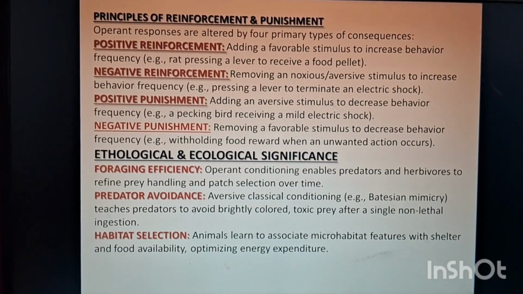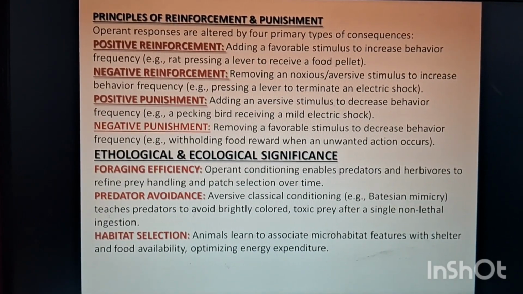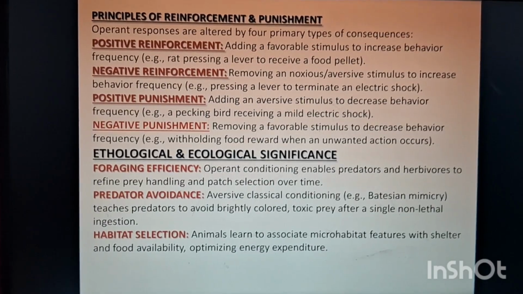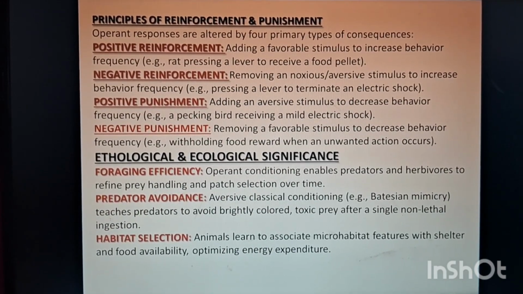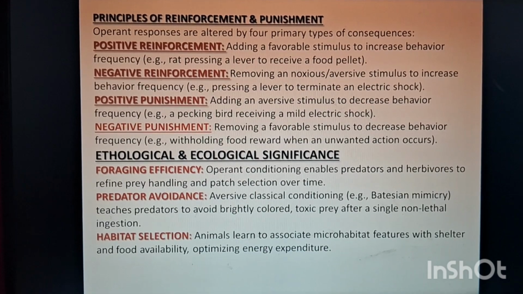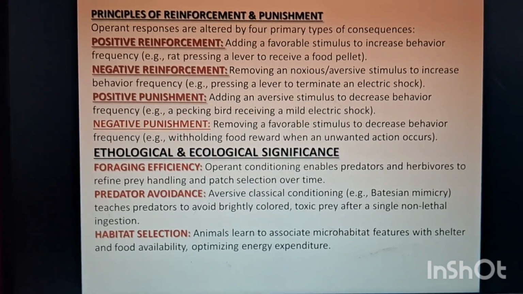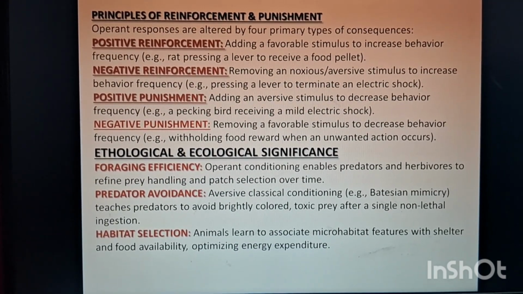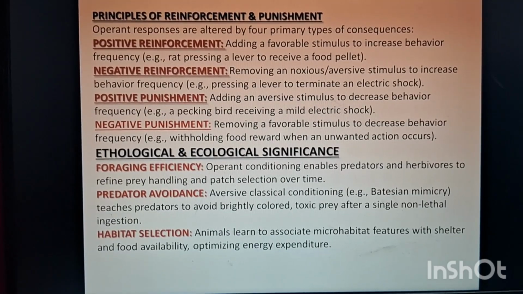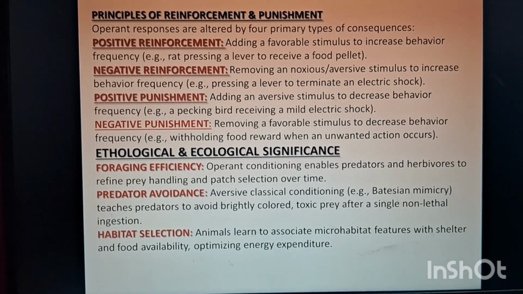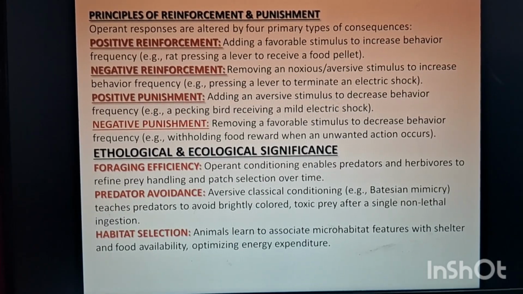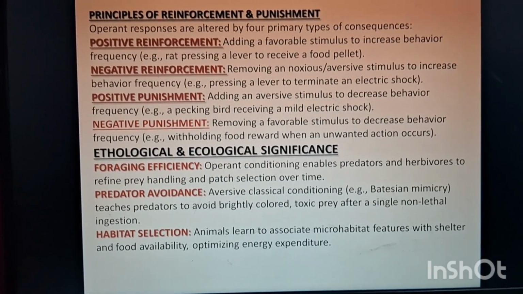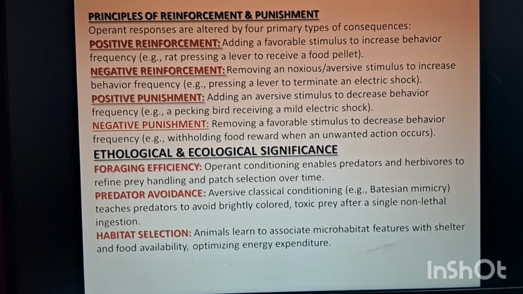Operant responses are altered by four primary types of consequence. First is positive reinforcement, that is adding a favorable stimulus to increase behavior frequency. Example, a rat pressing a lever to receive a food pellet. Next, negative reinforcement, that is removing a noxious or aversive stimulus to increase behavior frequency. Example, pressing a lever to terminate an electrical shock.